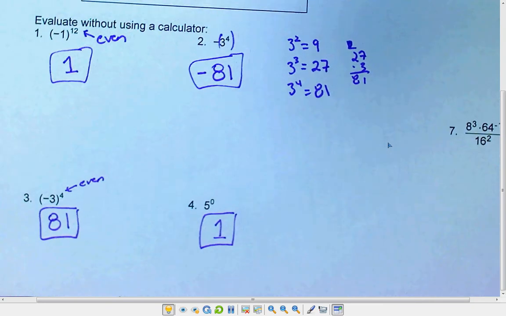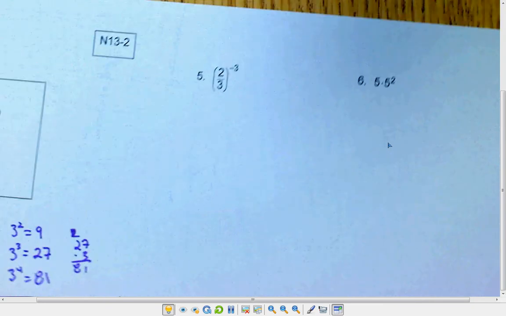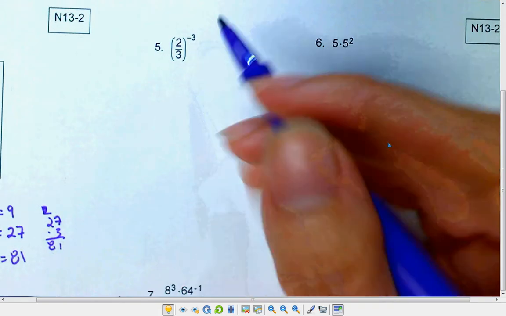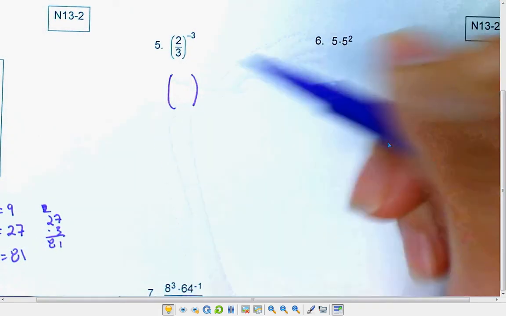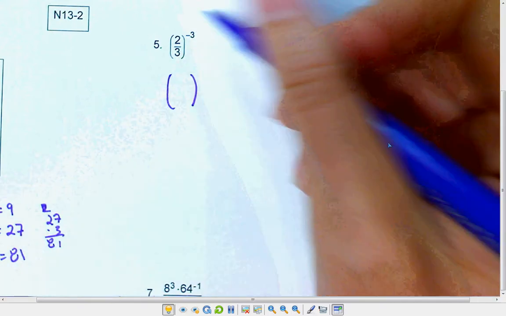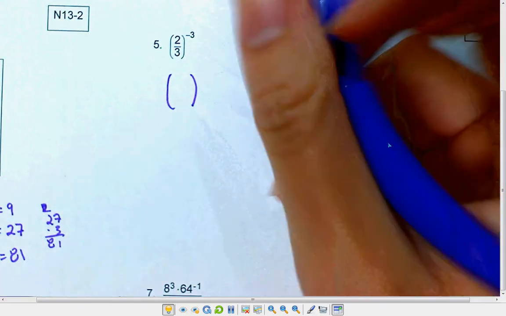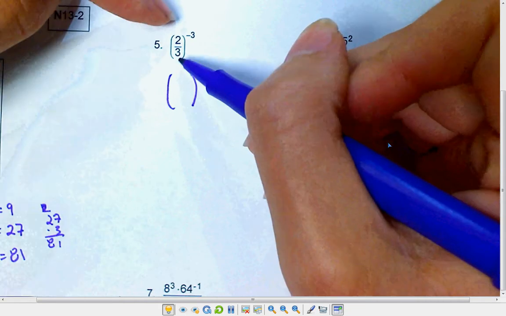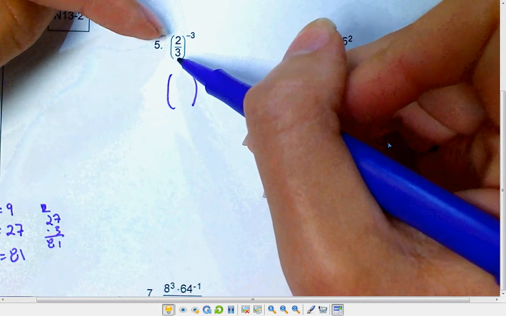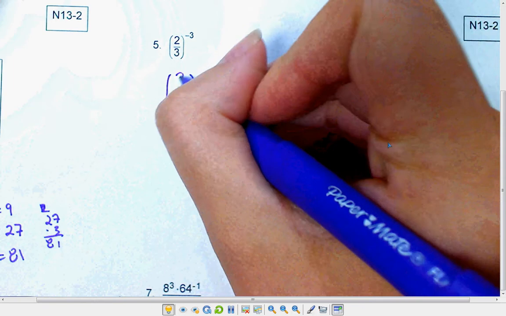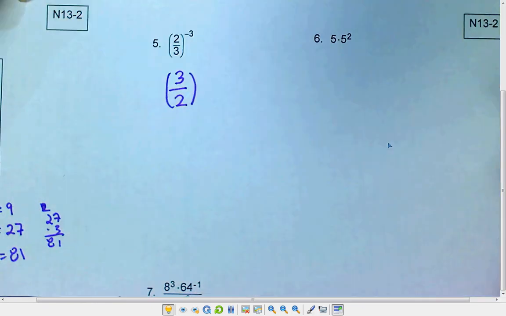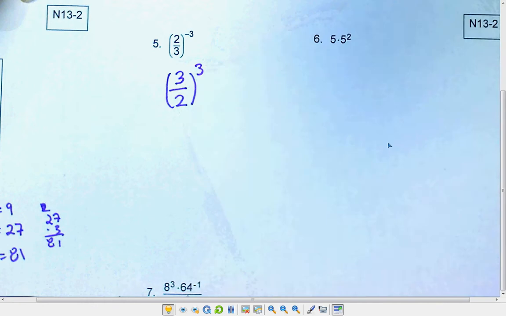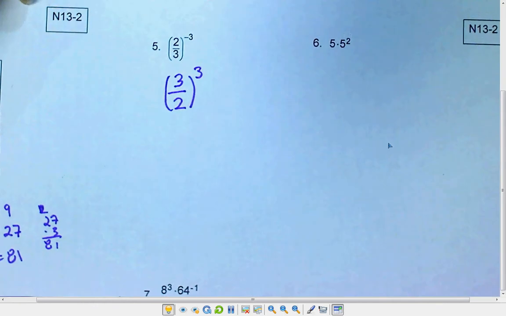Okay, so let's move on to some slightly more complicated ones. For number 5, what you need to remember is that when you have a negative exponent, it means that we're going to be changing from the numerator to the denominator or vice versa. Because this is outside of the parentheses, both of these are going to be raised to the negative 3 power, which really just means that we're going to be flipping the fraction. So instead of 2/3, it's going to be 3 over 2. And that gets rid of our negative, so now it's just raised to the 3rd power.